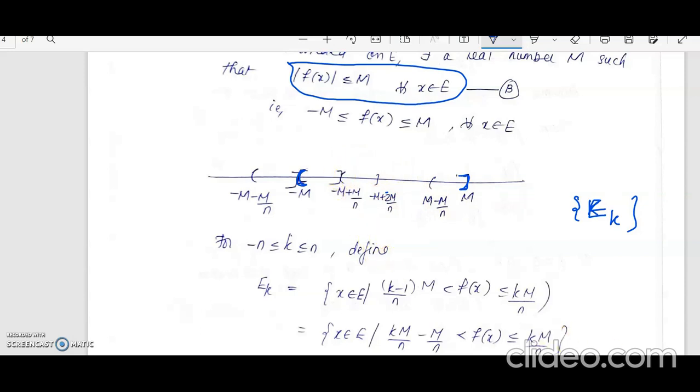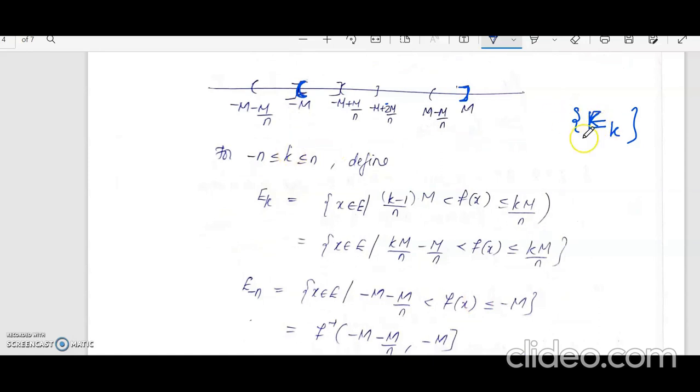So this is how we are going to define the sequence Ek. So let us define, for k varying from minus n to n, Ek to be the set of all x belonging to E such that (k minus 1) by n times m is less than or equal to f of x, which is less than or equal to km by n.